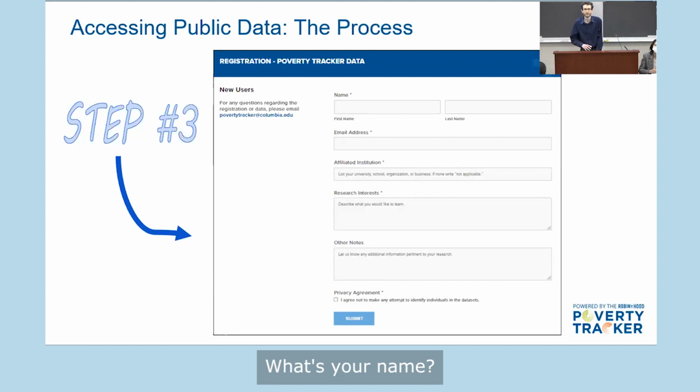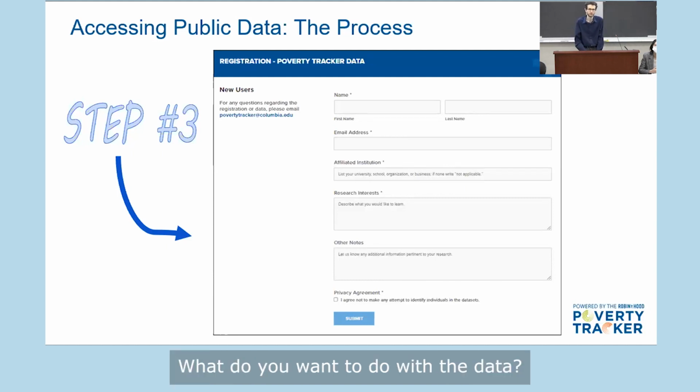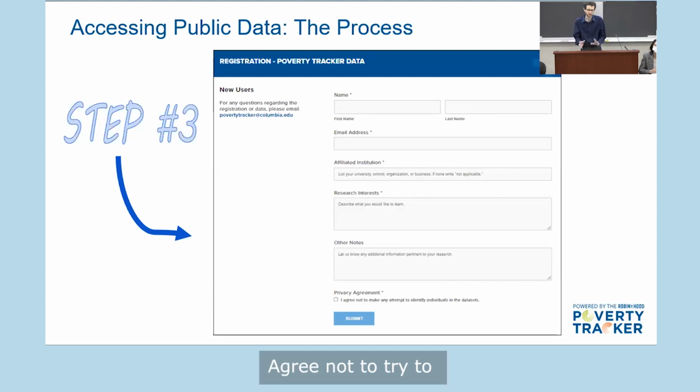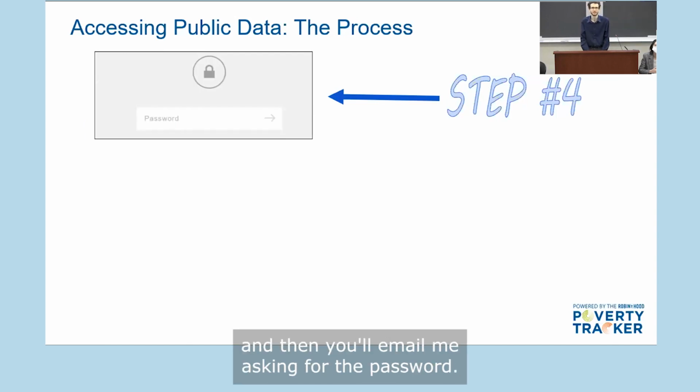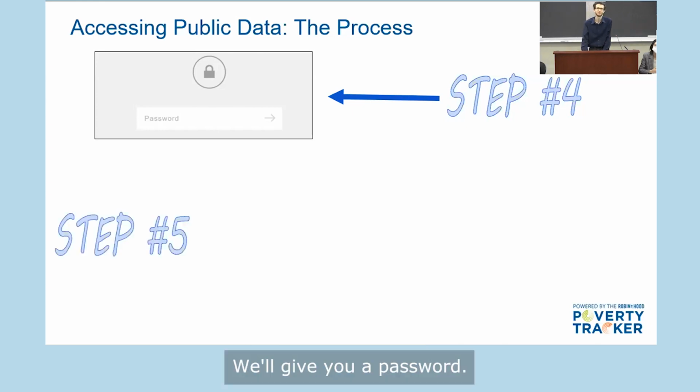It's just what's your name? Where are you from? What do you want to do with the data? And then agreeing not to try to de-identify or try to identify anyone in it. Step 4 will give you a password, which you'll forget, and then you'll email me asking for the password, but we'll give you a password.